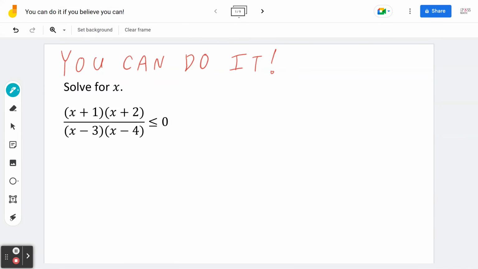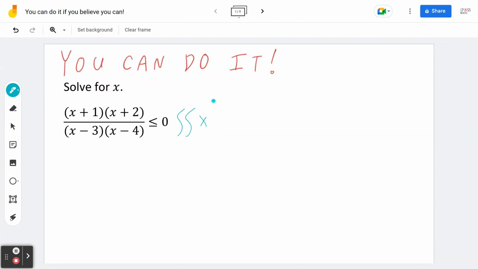Hi everyone, let's take a look at the following example. Solve for x. On the left hand side, there's the bracket (x plus 1) times the bracket (x plus 2), the entire product divided by the bracket (x minus 3) times the bracket (x minus 4). And again, the entire expression on the left hand side is less than or equal to 0.